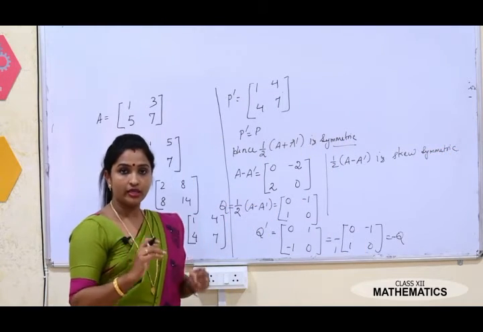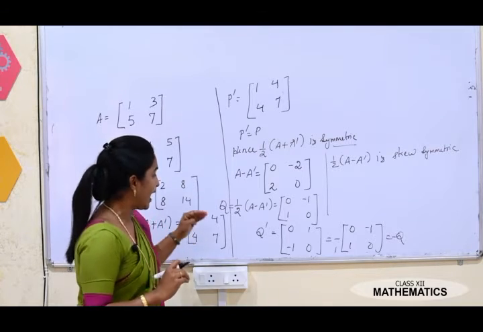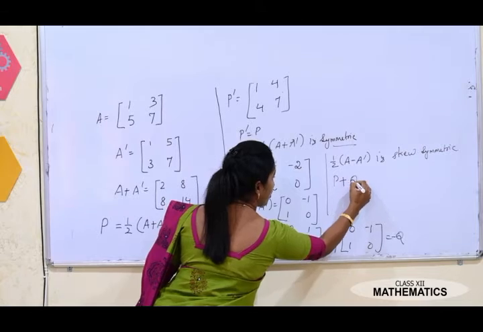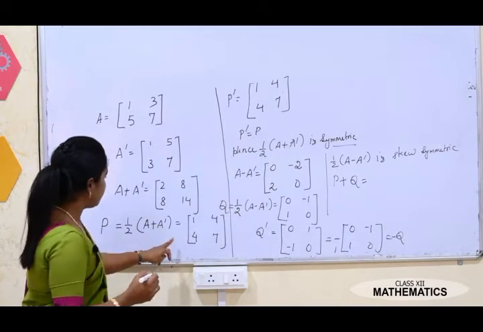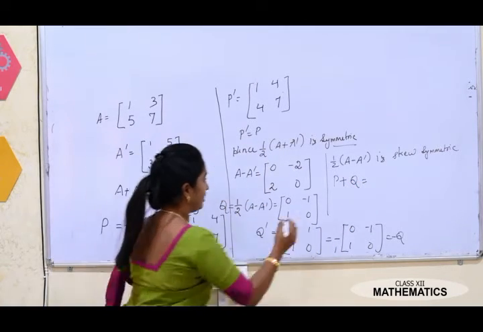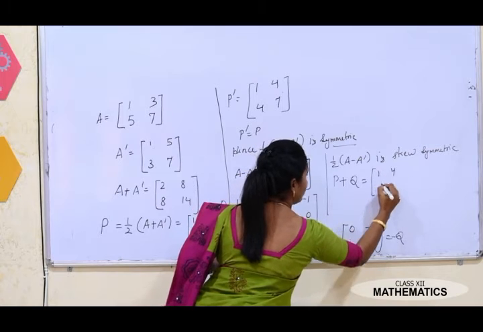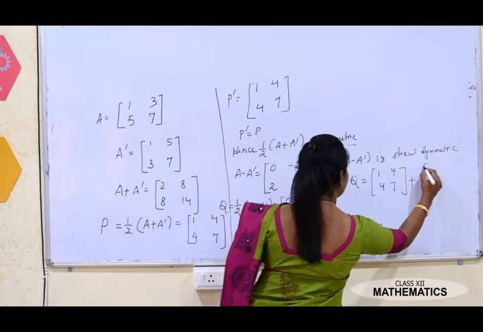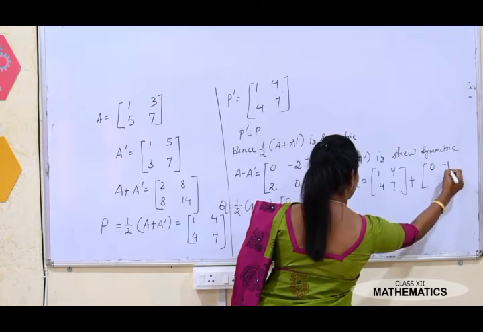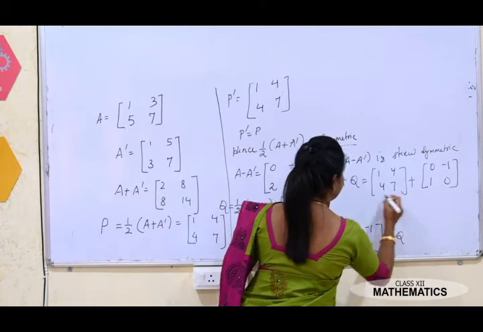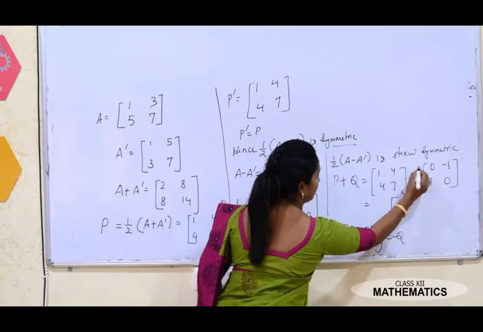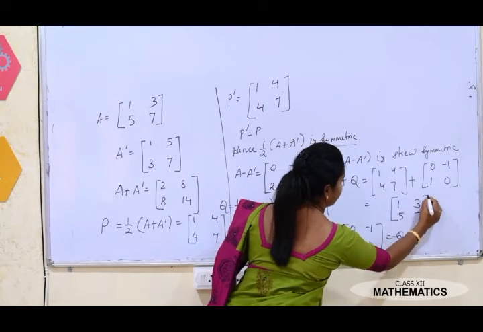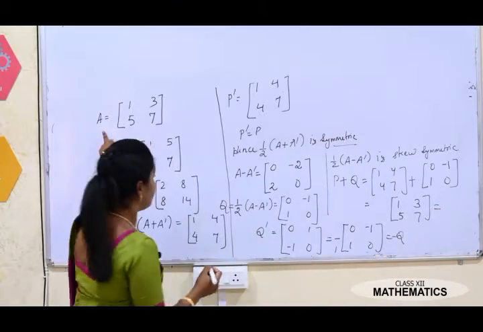Now the final thing you have to do is add P and Q. What is P? P is your 1 4 4 7. And what is Q, you got it, Q is your 0 minus 1 1 0. When you add, what will you get? 1 plus 0 is 1, 4 minus 1 is 3, 5 and 7, which is nothing but your matrix A.